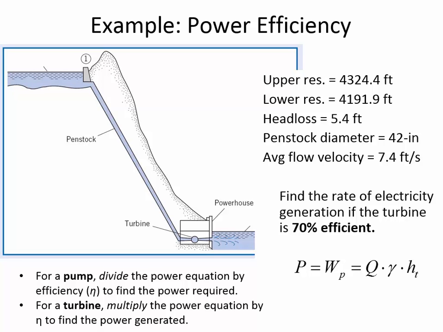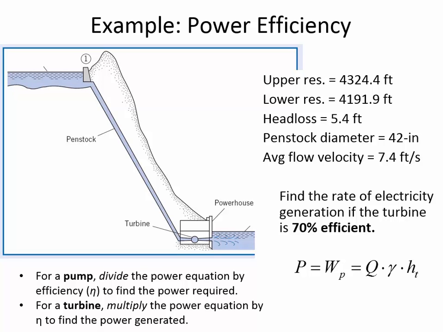So the power equation says it's Q times the unit weight times H sub T. The flow rate is 71.2 cubic feet per second. The unit weight is 62.4 pounds per cubic foot. And then the turbine head is 127.1 feet. So all of that together is 564,660 foot-pounds per second.